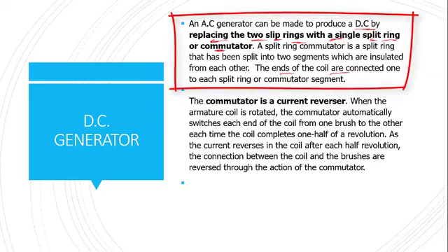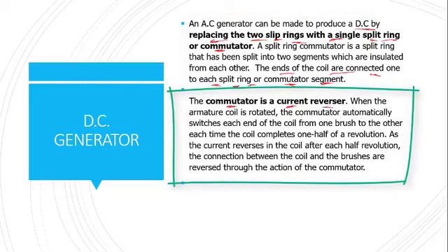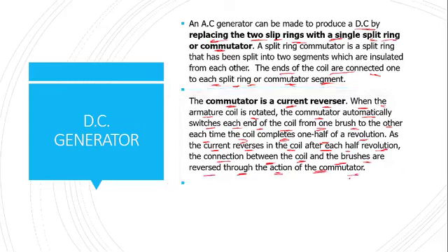So the ends of the coil are then connected, one to each split ring or commutator segment. Now, when we talk about a commutator, we're simply referring to a current reverser because it reverses current. So when the armature coil is rotated, the commutator automatically switches each end of the coil from one brush to the other each time the coil completes one half of a revolution. As the current reverses in the coil after each half revolution, the connection between the coil and the brushes are reversed through the action of the commutator.